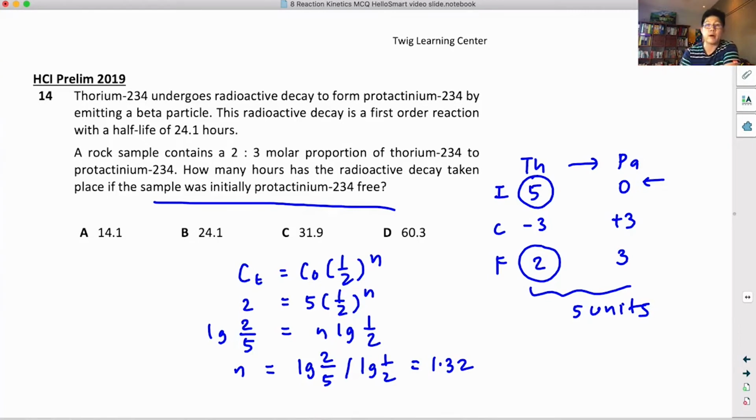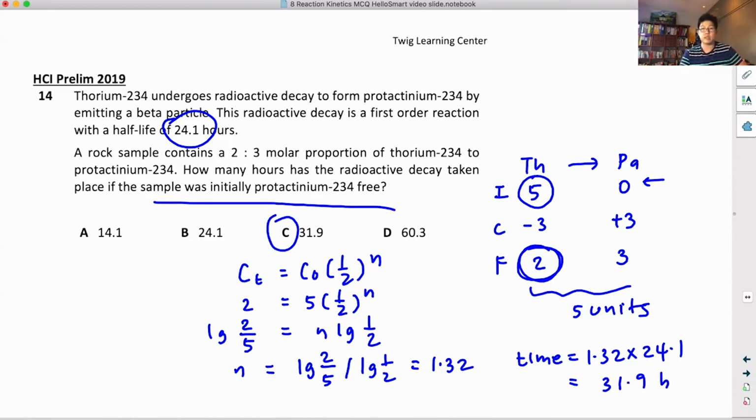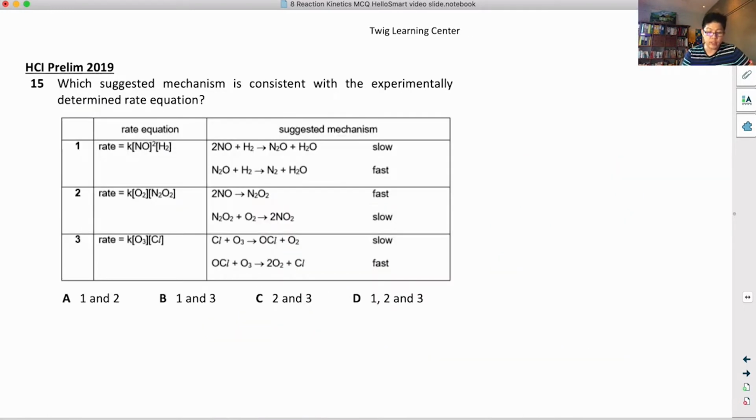So this is the number of half-lives to reach this value here. So what's the time taken? Time is equal to the number of half-lives times the half-life, which is 24.1 hours. So this will give you a value of about 33.9 hours. So the answer is going to be C. Let's look at the next question, 15.